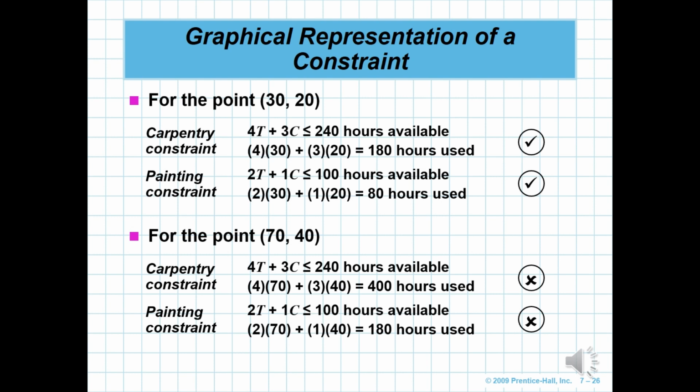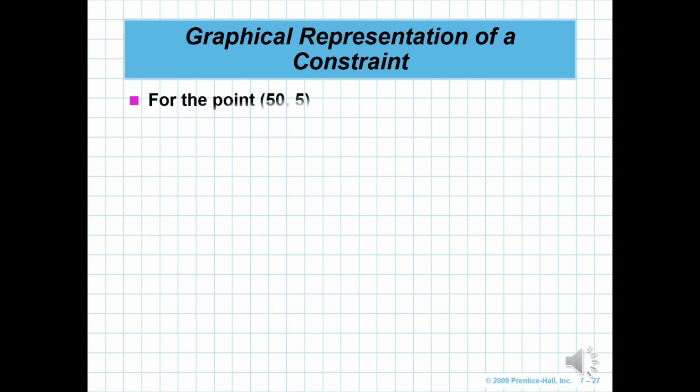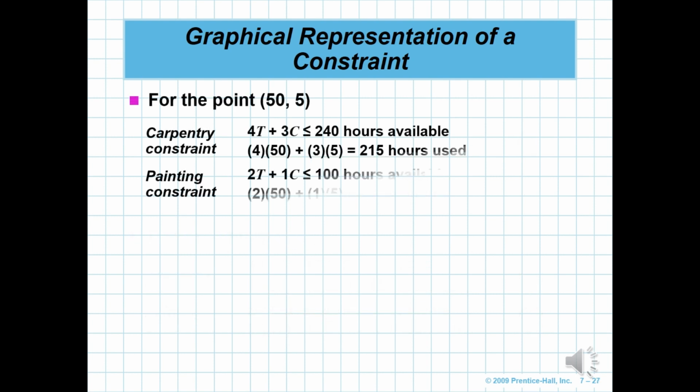And for this solution, 50 and 5, we test whether this solution is in the feasible region or not. We can see that the first constraint is fulfilled because it is less than 240, but the second constraint cannot be accepted because it is larger than the 100 hours available per week.